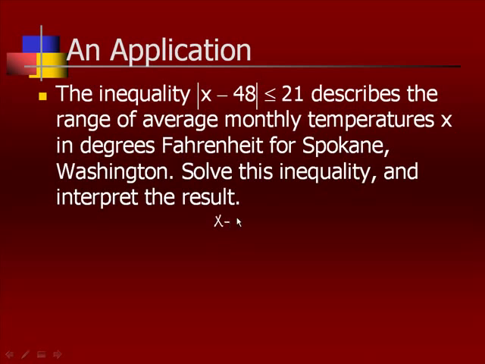If you want to solve it with pencil and paper, x minus 48 is less than or equal to 21. Actually, because it's less than or equal to 21, that means it's always going to be within 21 places of 0, so we can put it in the middle and solve it between negative 21 and 21. So if we add 48 to all three sides, we get 27 is less than or equal to x, is less than or equal to 69. So what that means is the average monthly temperature is between 27 and 69.